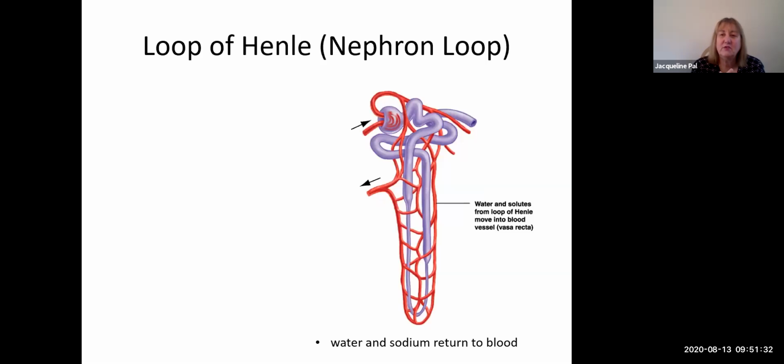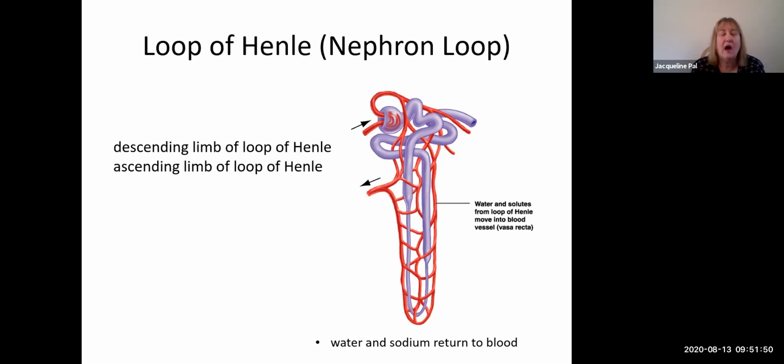After the proximal convoluted tubule, the filtrate next goes into the loop of Henle, which is sometimes known as the nephron loop. And here, even more water and sodium return to blood. What happens here is really fascinating when you get to learn the physiology of it. I want you to realize from the proximal convoluted tubule, this loop of Henle is going to dip down into the renal pyramid in what's called the descending limb of the loop of Henle. Then it has a hairpin turn and comes up in the ascending limb of the loop of Henle to be in the cortex once again.